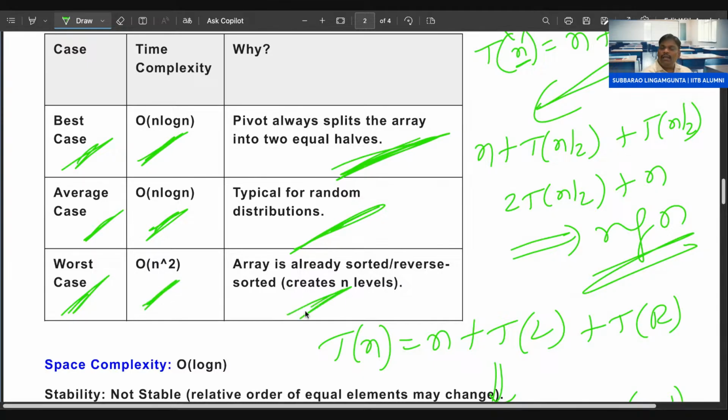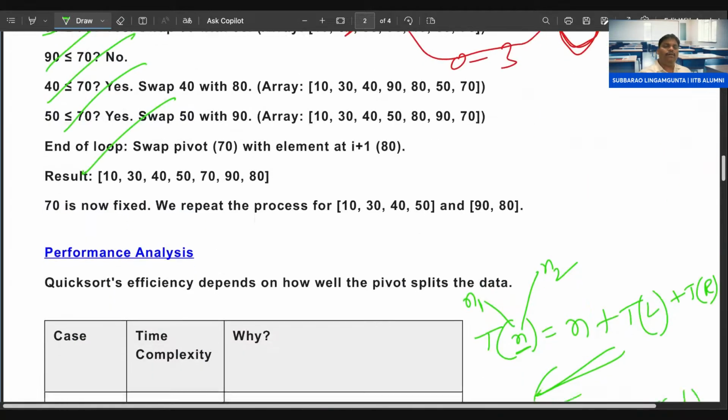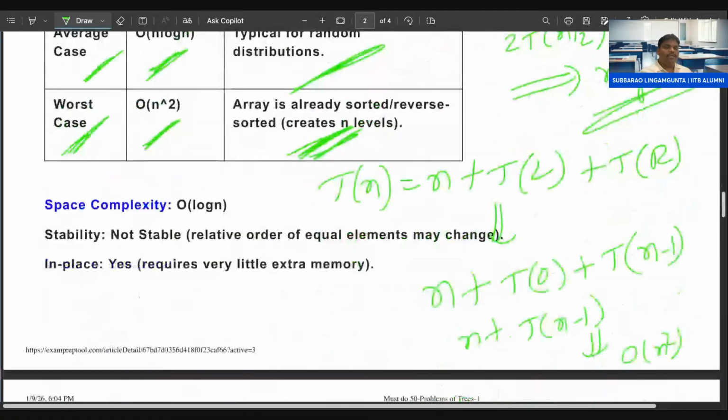If the array is already sorted, in ascending order or descending order, it goes to order of n square time complexity. So this is the analysis of quick sort.